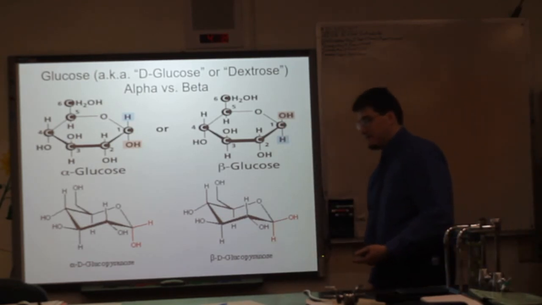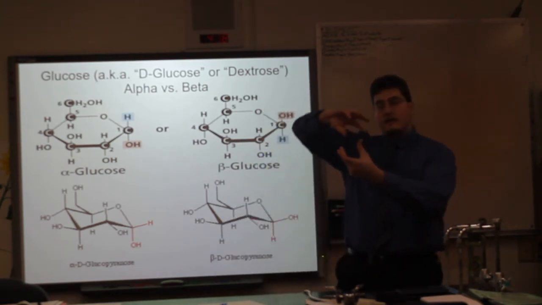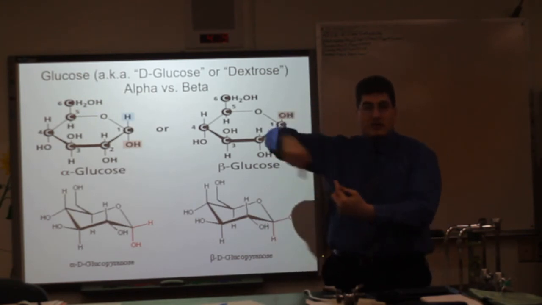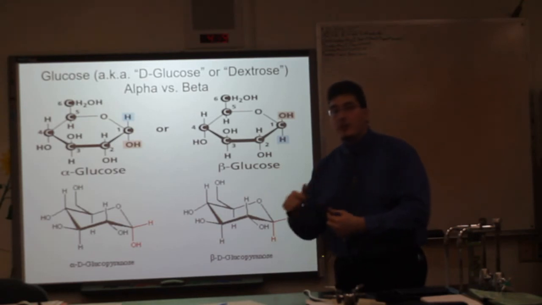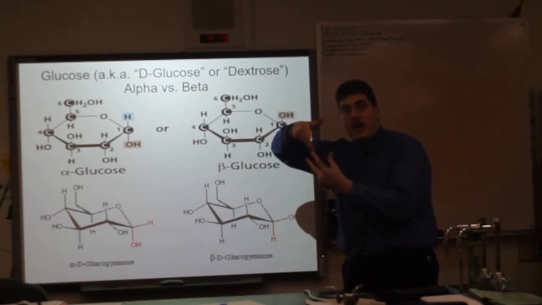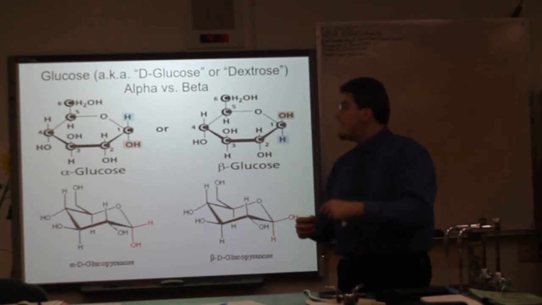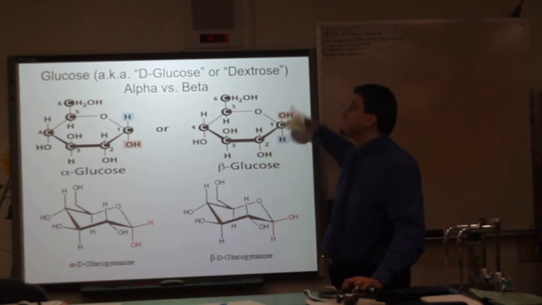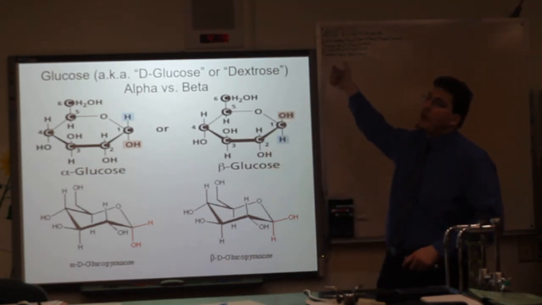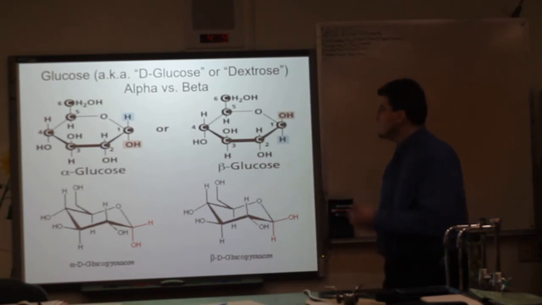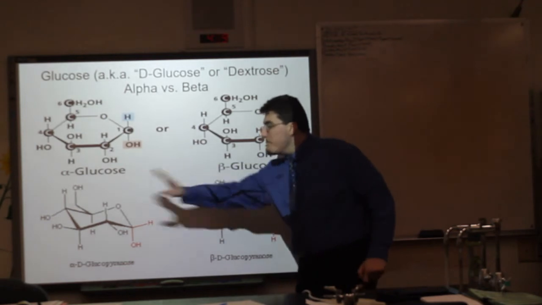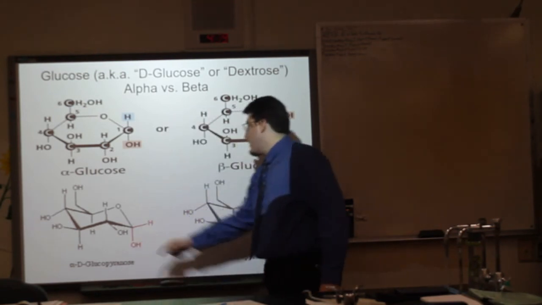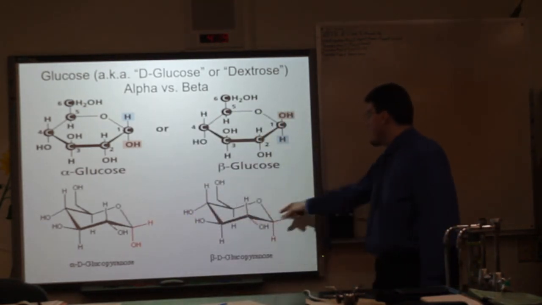How did this happen? Because the aldehyde group can rotate. If it rotates to the other side when it forms that ring structure, then the hydroxyl group will be upside down versus right side up. So, in your chair form, alpha glucose will have a hydroxyl group there, and beta glucose will have a hydroxyl group there, and a hydroxyl group there.